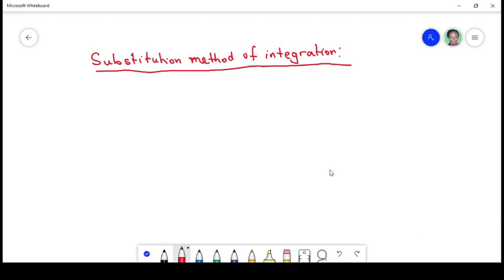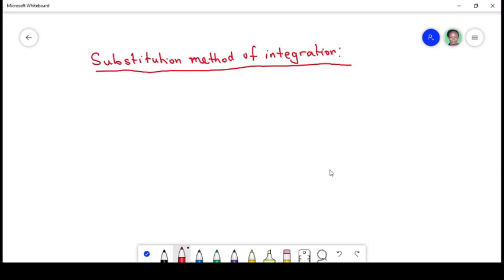Sometimes, due to the nature of some functions which involve square roots and other higher powers of a function, it becomes a little difficult to solve using the standard method of integration we know. So we want to talk about the substitution method of integration, which makes it a little easier.